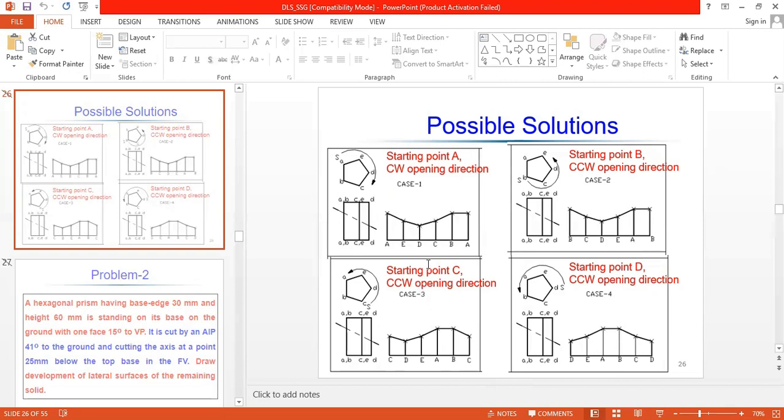So this is very important. This solid is developed and the starting point is A. This solid is developed at starting point B. This solid is developed at starting point C, and the solid is developed when the starting point is D. Then a different solution will come in engineering graphics when the problem is the same, just because of differences in the starting point.